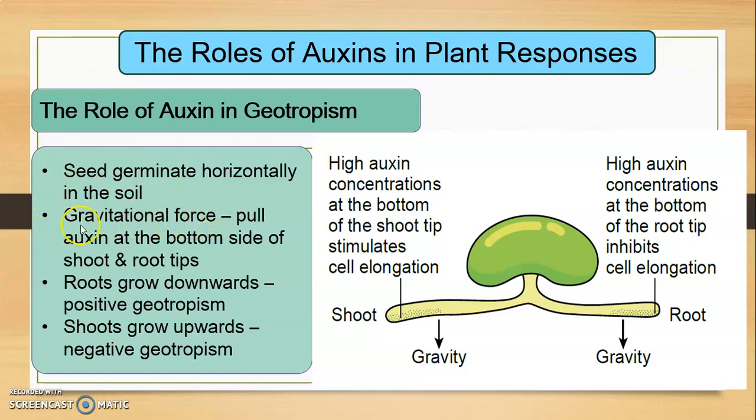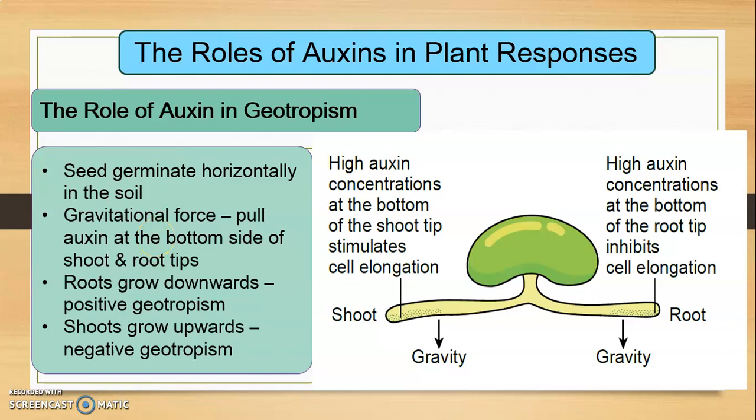The gravitational force pulls auxin to the bottom side of the shoot and root tips. Please remember that the gravitational force, daya graviti bumi, the earth's gravitational force, pulls the auxin to the bottom side of the shoot and the root tips. So where is the auxin produced? Do you still remember? The auxin is produced at the tips of the shoot and the root.